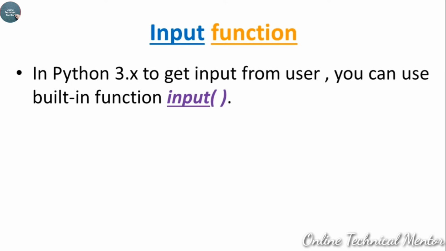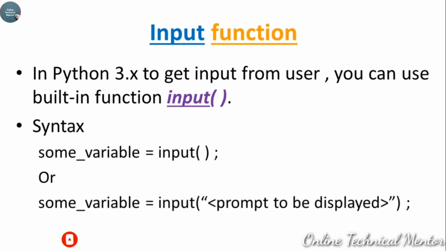In Python 3.x, to get the input from the user, you can use the built-in function input. So whenever you want to accept some data or values from the user, you have to use this function. Syntax of the input function is like this: suppose you have some variable equal to, you have to write input, first bracket open, close. So when the program runs, it will ask you for the input. You have to give some value, whether it may be an integer or a string or a decimal fraction number, and that is to be stored within some variable.